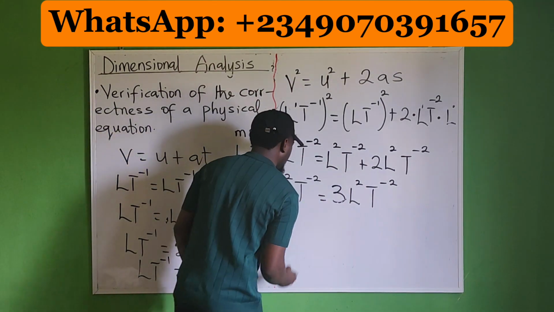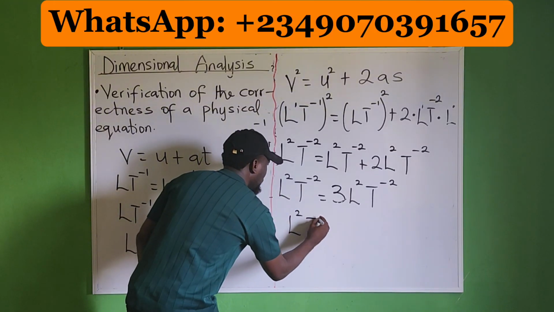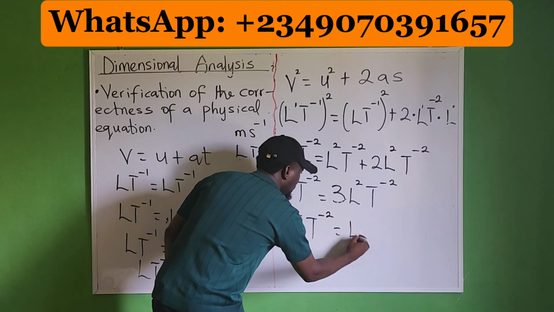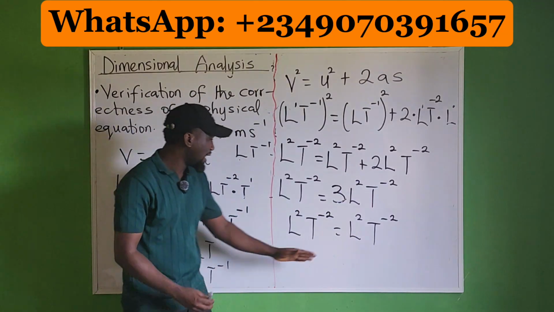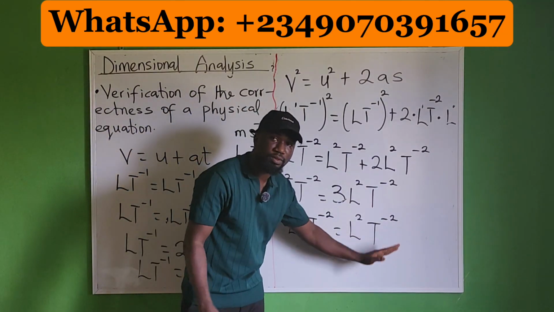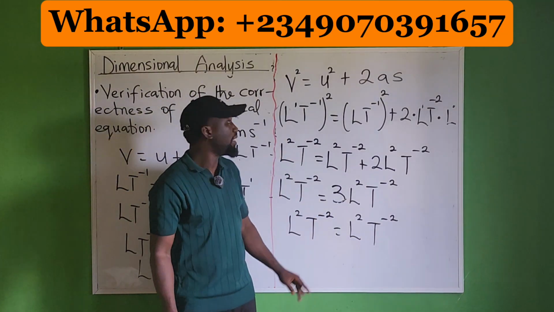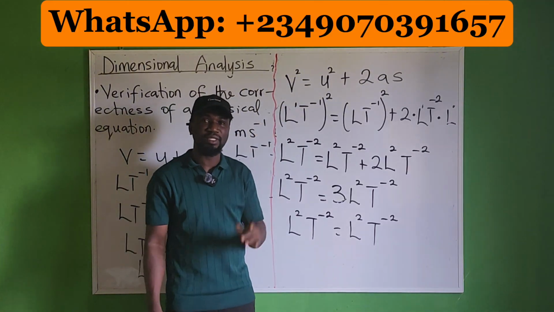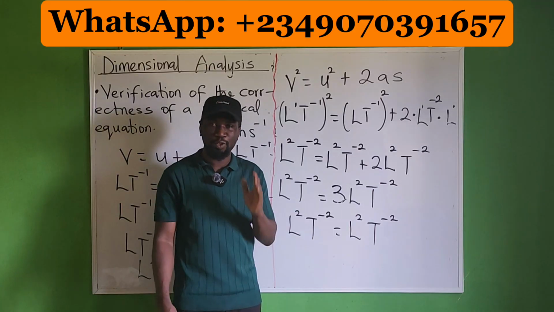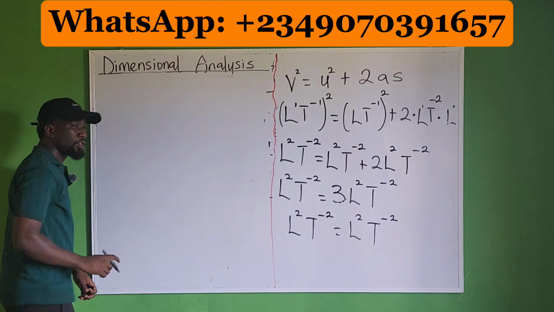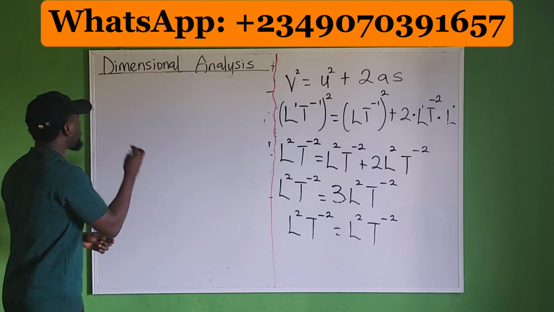So if you cancel this now, we are going to be having L squared T raised to minus 2. Equals what? L squared T raised to power minus 2. So that shows that the left hand side equals the right hand side, making this equation correct. Some will tell you that it's dimensionally correct. Alright.